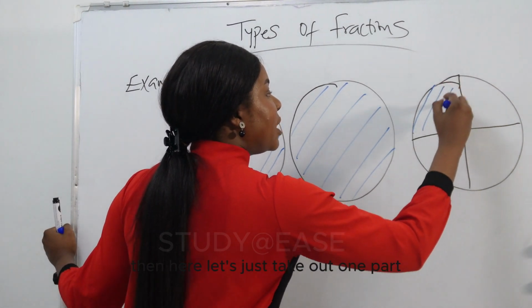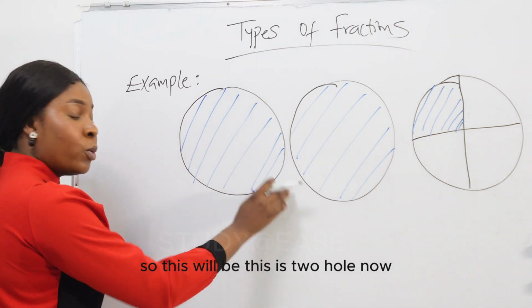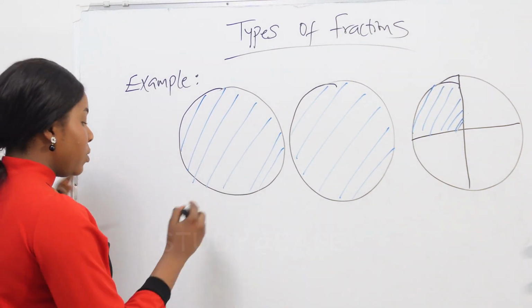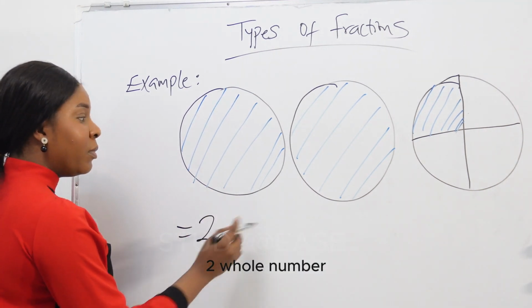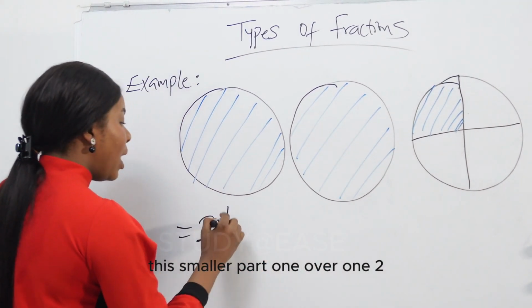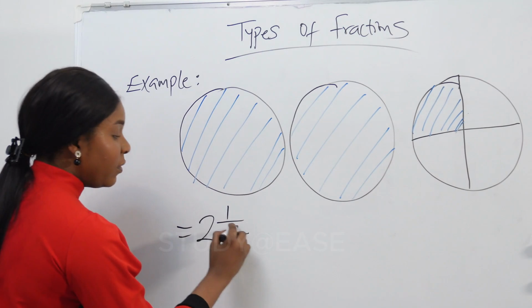Then here, let's just take out 1 part. So this is 2 whole now. So it will be equal to 2 whole number, this smaller part, 1, 2, 3, 4.